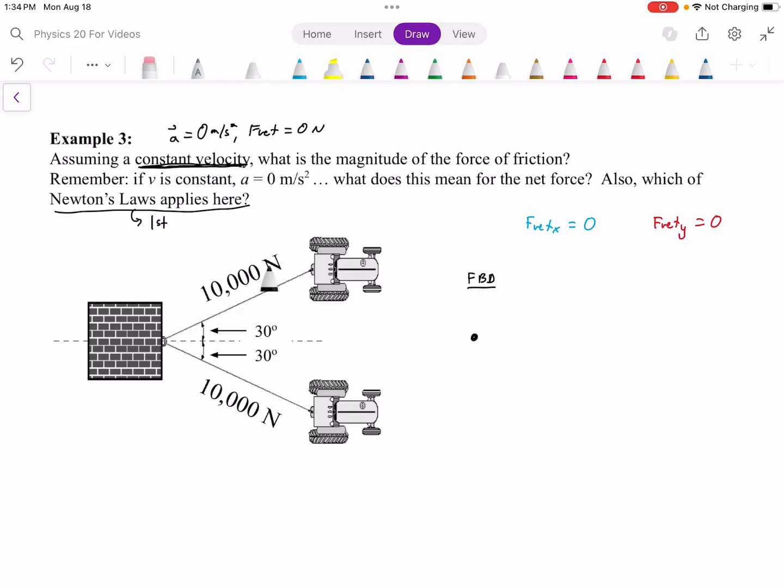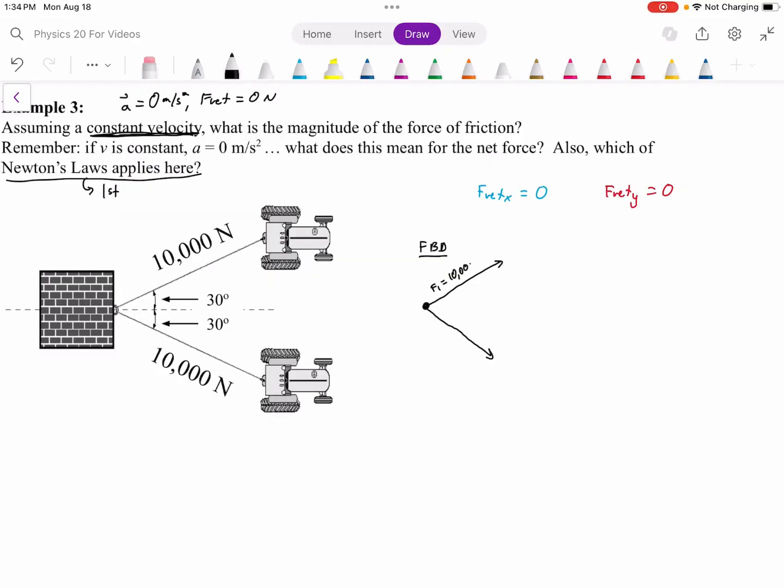We've got two tractors pulling, so I'm just going to call them F1 and F2. They're actually pulling with the same force, different directions, but same magnitude: 10,000 newtons. We're looking at this from above, so we can leave out the force of gravity, because that would be down into the page. And the normal force, we know it's not accelerating in that axis anyway.